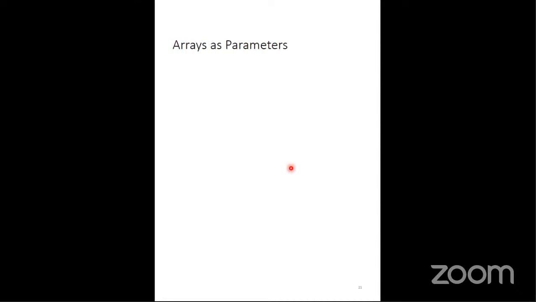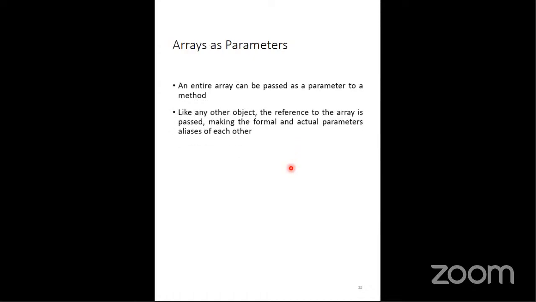Array as parameter. When you call or invoke a method, it is possible to pass an entire array. So an entire array can be passed as a parameter to a method. Like any other object, an array is always passed by reference. Remember, this is a very important statement.